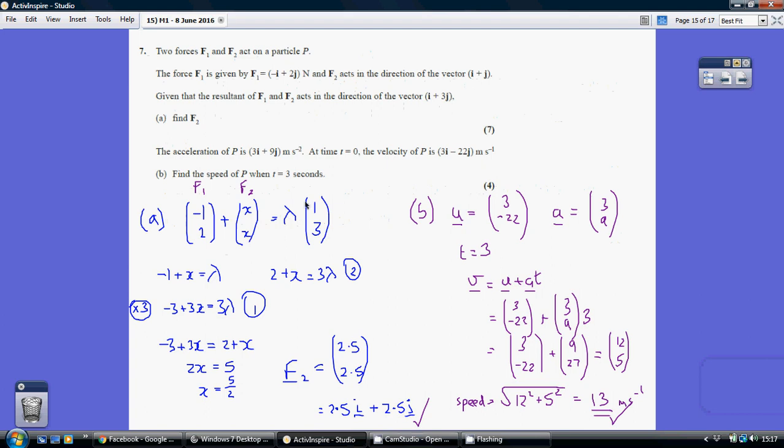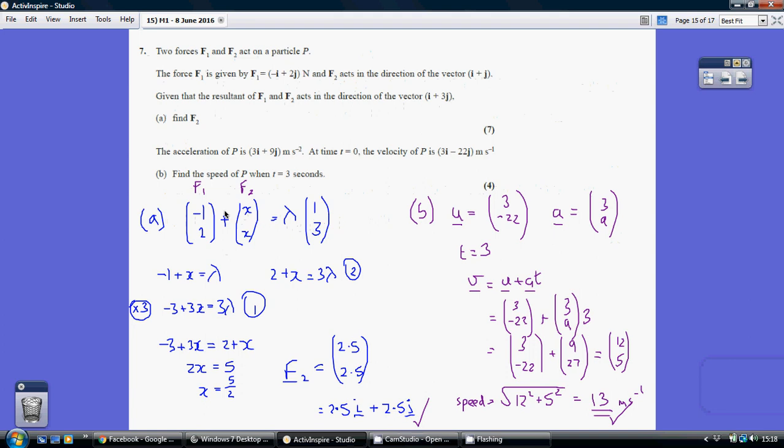So I've introduced this unknown scalar quantity lambda, because it doesn't equal 1, 3, it's in the same direction as 1, 3, so it's a multiple of 1, 3. The other thing I can pick up from the information is that my force 2 has the same i and the same j components. So it might be 2i, 2j or 3i, 3j, but both components are the same because it's in the same direction as the vector i + j. I don't know what the i and j components are, but they are the same. So make sure you're totally comfortable with that, because from then onward this question is plain sailing.